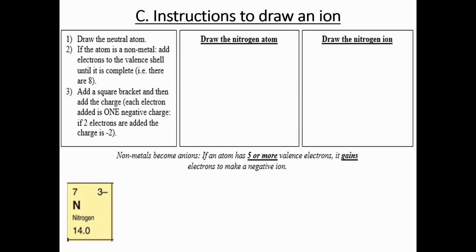So now let's try to do another ion. We'll do nitrogen. So I'm going to draw the Bohr-Rutherford diagram for the nitrogen atom in its neutral form first. So we have 7 protons, 7 neutrons, and 7 electrons if it's neutral. 1, 2, 3, 4, 5.